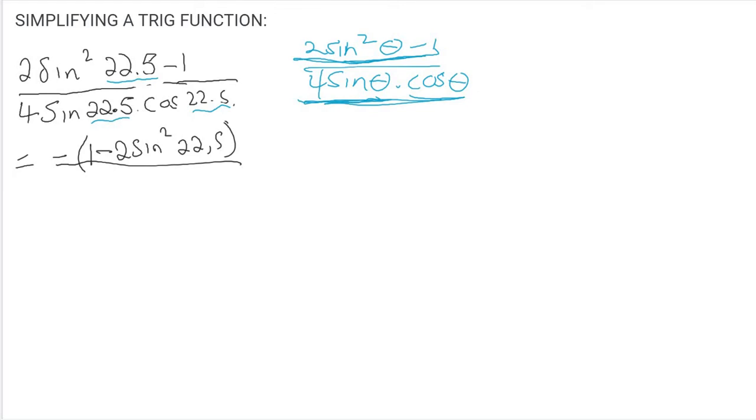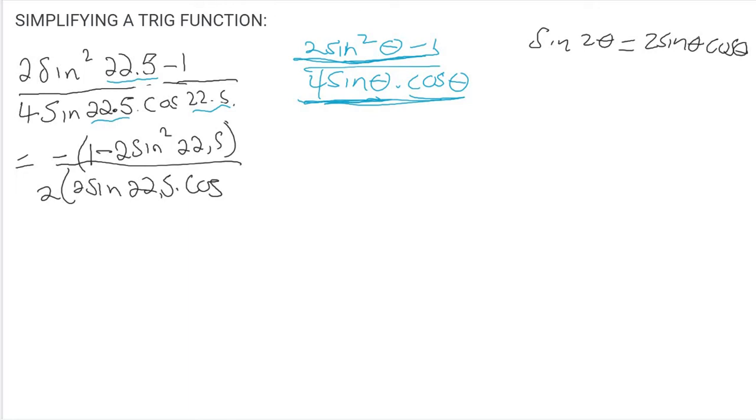By familiar I mean that it looks like something coming from sine 2 theta equals 2 sine theta cos theta. It means here you can just say 2 sine, what is our theta? Our theta is 25.5, and then cos 25.5.